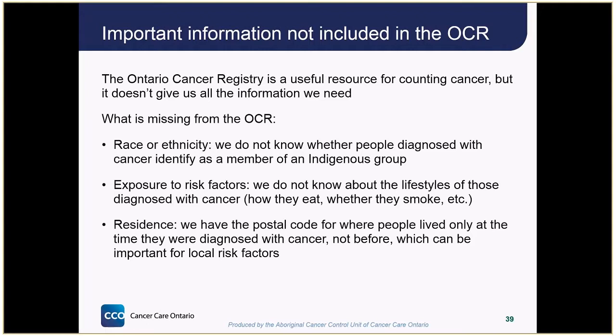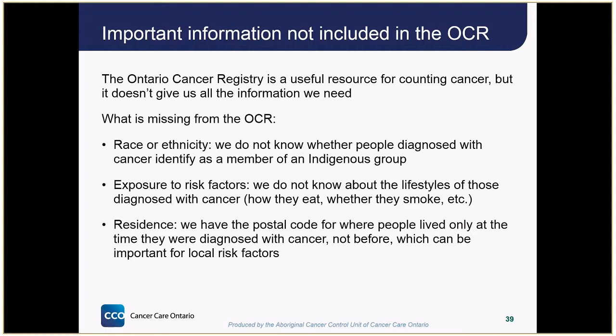The third major issue with the OCR is that we don't have a lot of information about where people lived during their lifetime. The registry only gives us the postal code for someone at the time they were diagnosed with cancer, not before. This means we don't have information about past exposure to local risk factors. For example, the OCR can't tell us if someone spent many years being exposed to something in the environment of a certain area, but later moved.